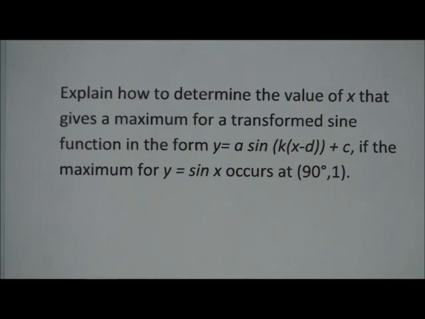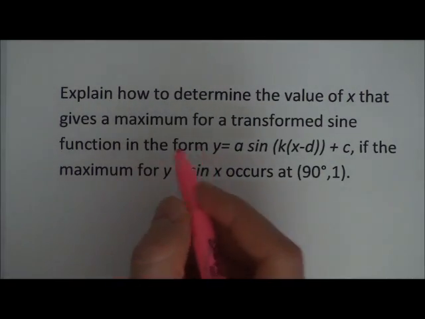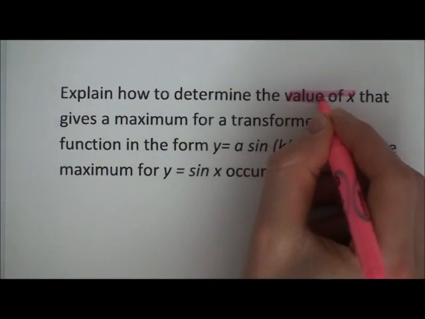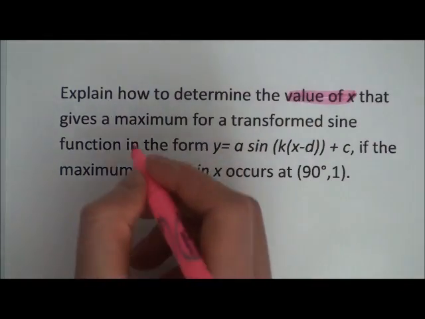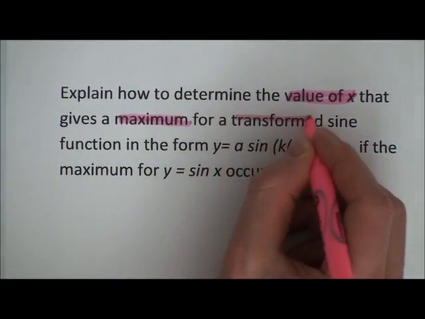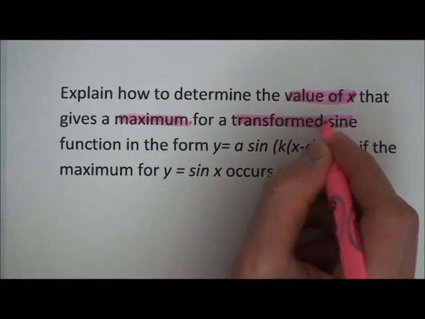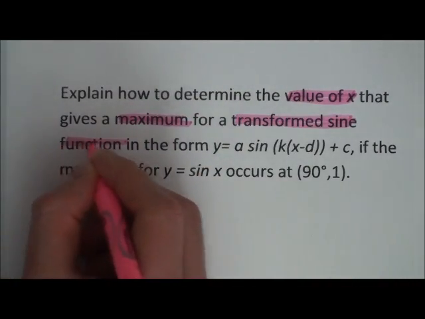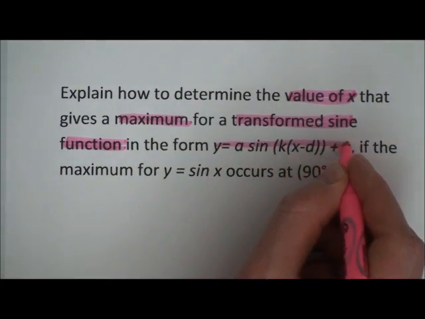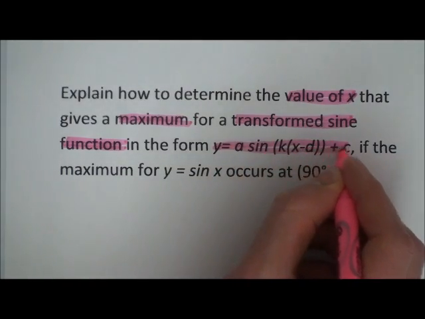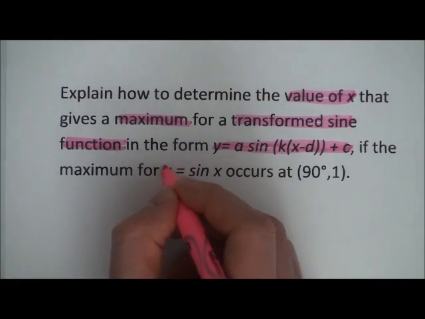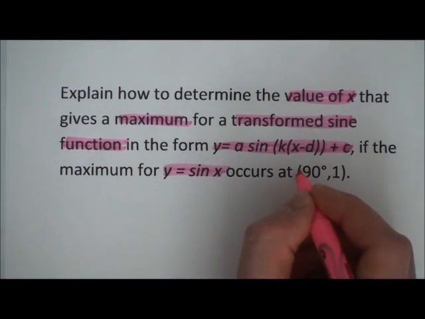Some key things to highlight in this question are we're explaining how to determine the value of x that gives a maximum for a transform sine function in the form y equal to a sine of kx minus d plus c, if the maximum for y equal to sine x occurs at 91.